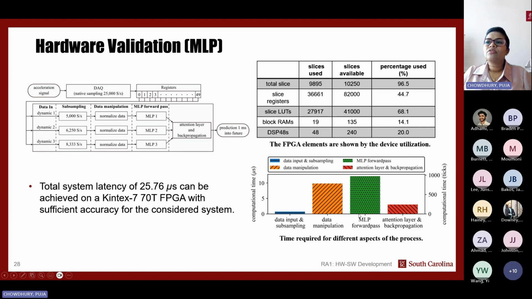Here, we can see that the MLP forward pass takes the most computational time in the MLP hardware implementation. So that's how our hardware validation part ends.